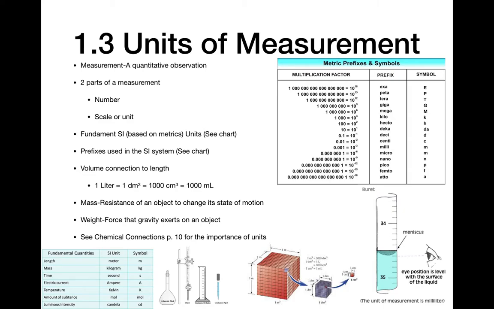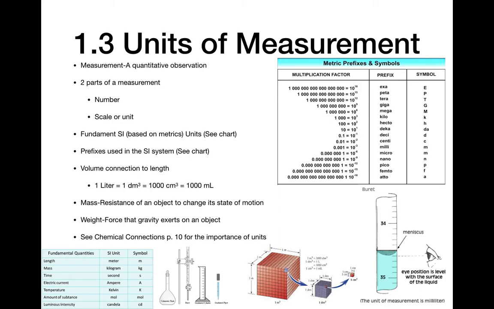Okay, our quantitative observations are called measurements, and there are two parts to any measurement. There's a number, and then there's a scale or a unit. 4.53 grams. You get the number 4.53, you get the unit of grams.